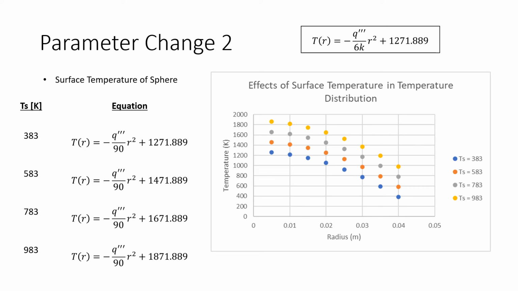For the second parameter, I wanted to change the surface temperature of the sphere. So again, we have our original 383 Kelvin, and that again has the lowest temperature to start with, but as I increased the surface temperature, the trend is basically the same. We have the same change in temperature looking at the radius, just starting at a different temperature at the center. So the higher surface temperature, the higher temperature overall we'll see in the distribution.